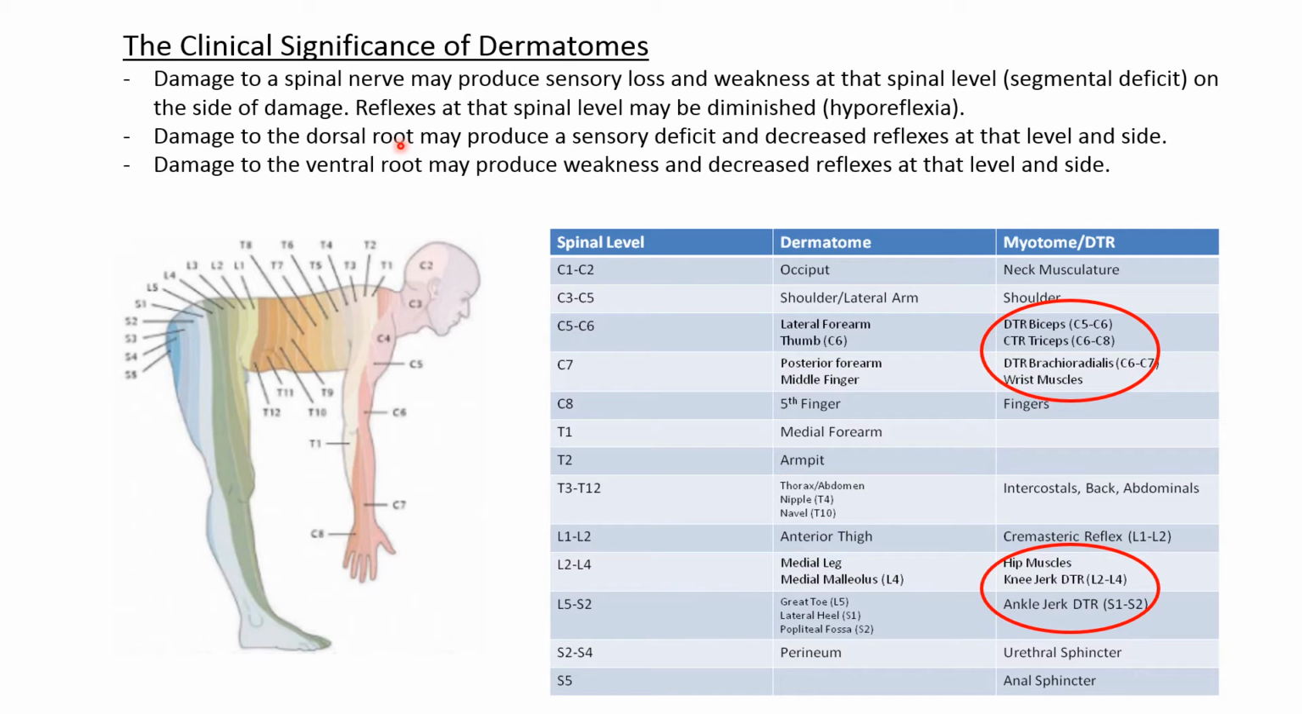Damage to a dorsal root would produce sensory deficit and decreased reflexes on the side of that damage. Similarly, damage to the ventral root would produce weakness and decreased reflexes at that level and on that side. So they're important guides for the effect of damage to the nervous system. If there's damage in the cord itself on both sides, it would affect then the dermatomes on both sides.